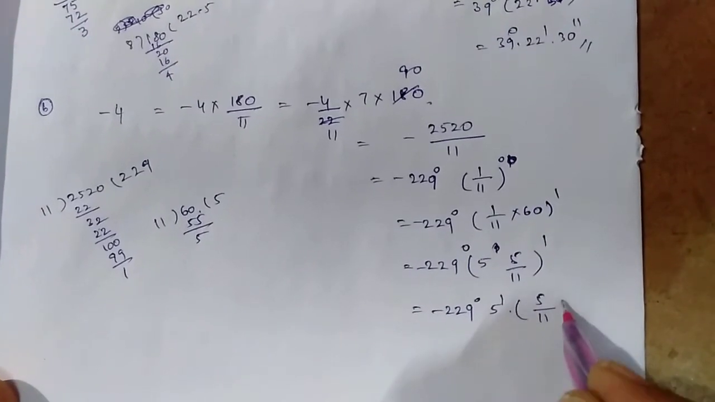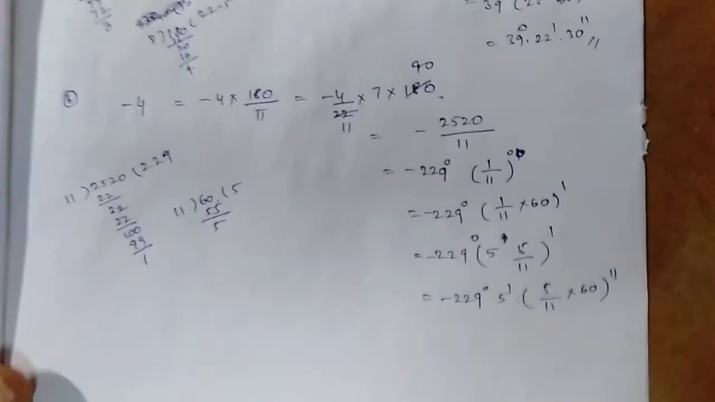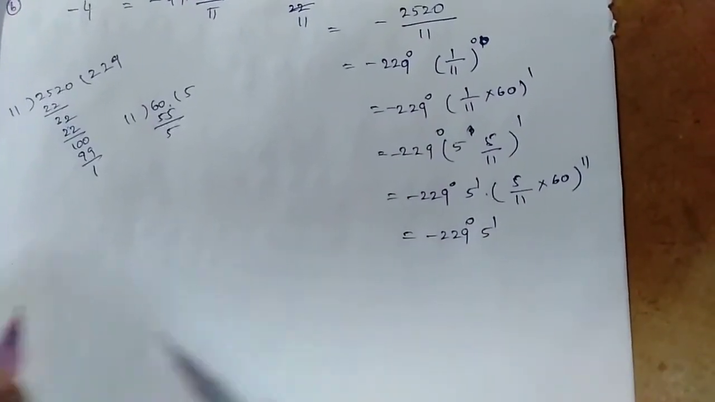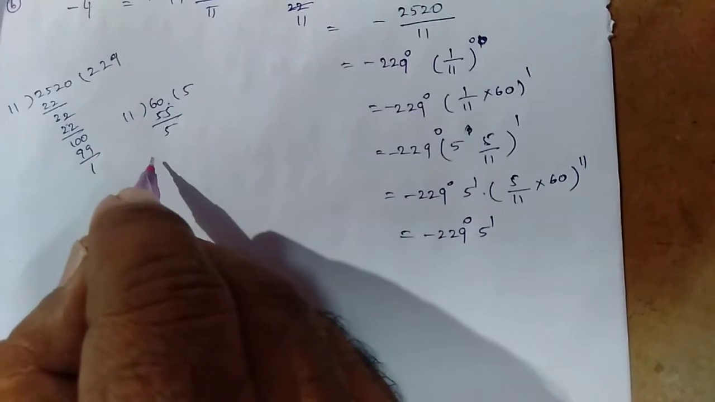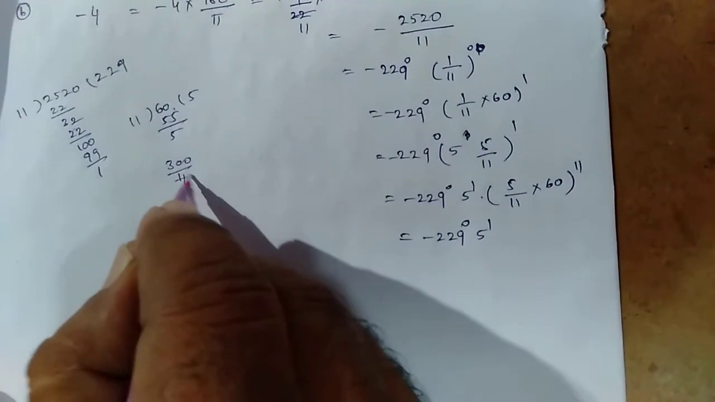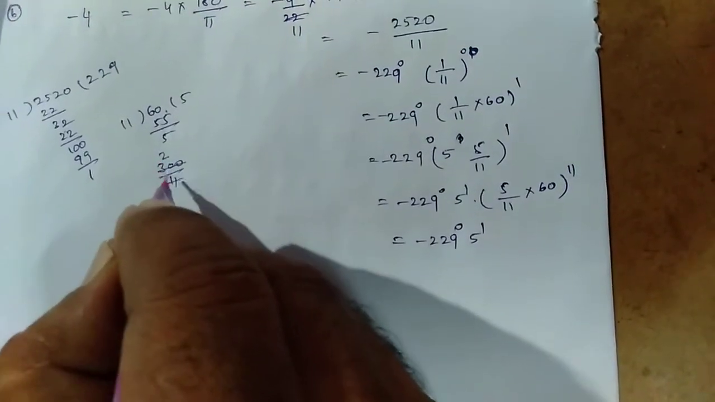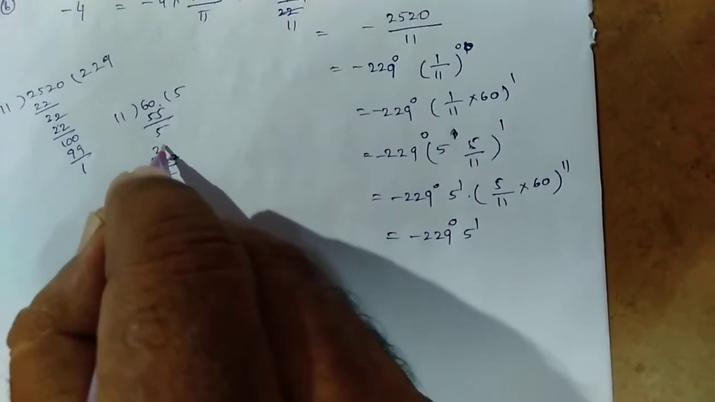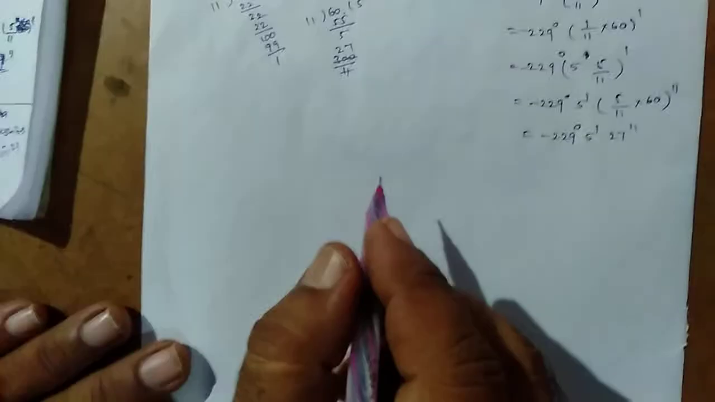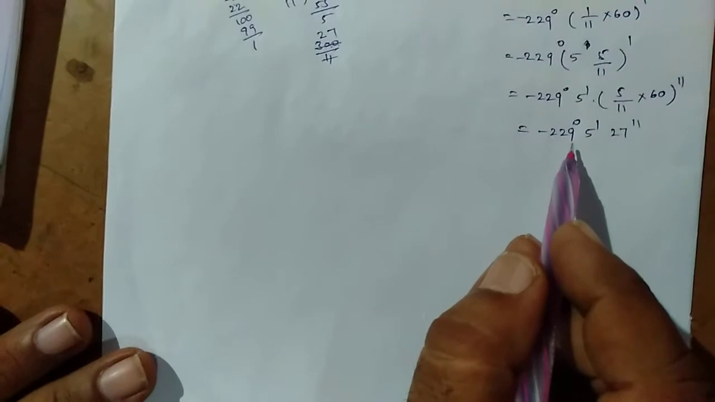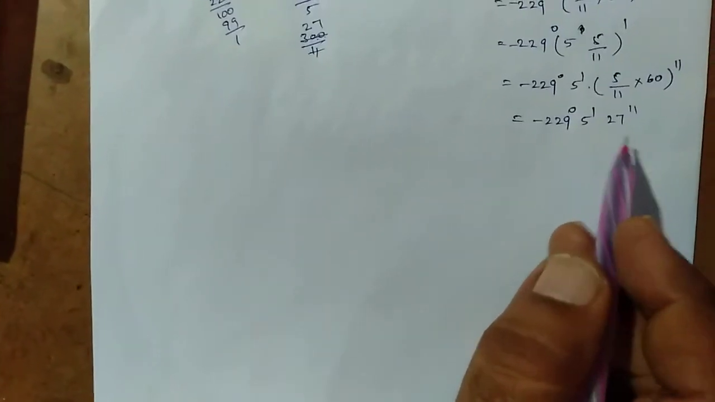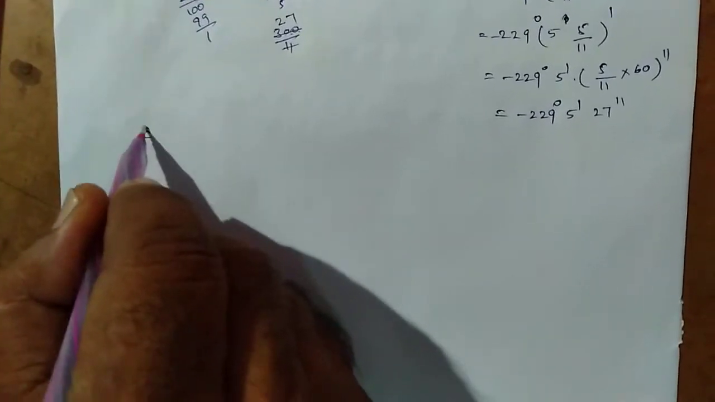5 by 11 minutes can be written as 5 by 11 into 60 seconds. That is minus 229 degrees, 5 minutes, and 300 by 11 seconds. 11 2s are 22, 80, 11 7s, approximately 27 seconds. Minus 229 degrees, 5 minutes, 27 seconds. That is the required solution.